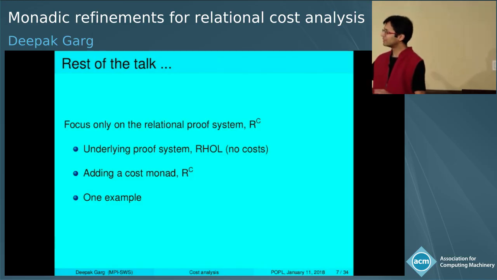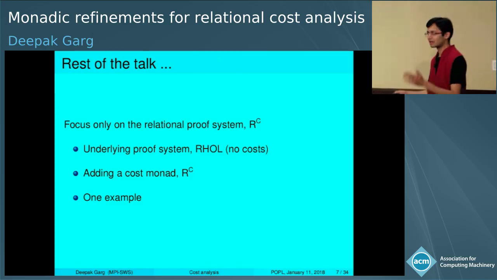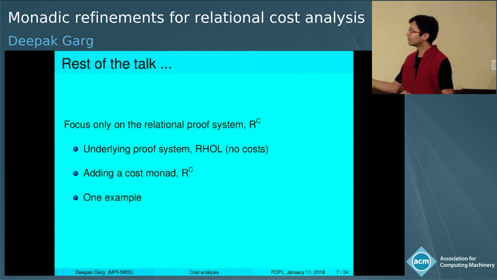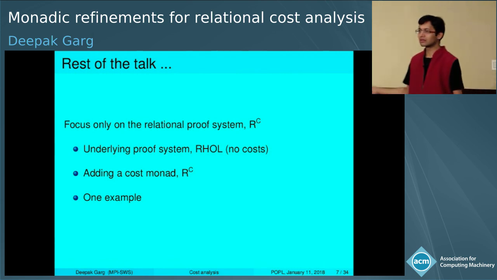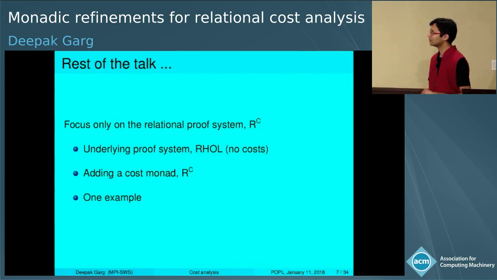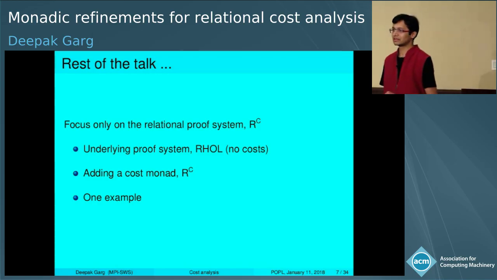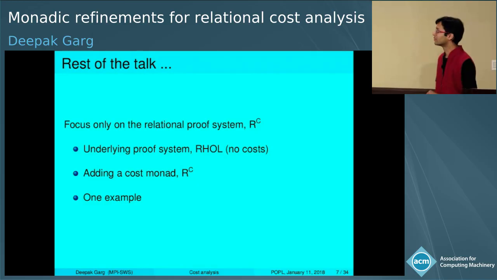So this is the syntax-directed proof system for HOL from our work at ICFP last year. Then I will show you how we extend this with the cost. So adding the cost monad, this gives us RC, the system we actually built. And then I'll very quickly show you one example just to demonstrate expressiveness.